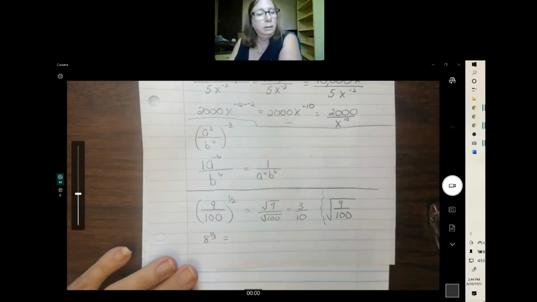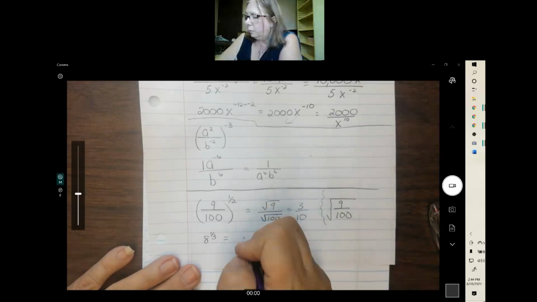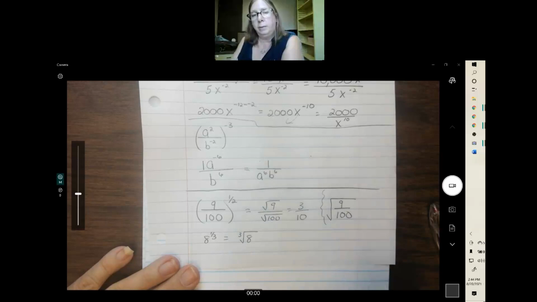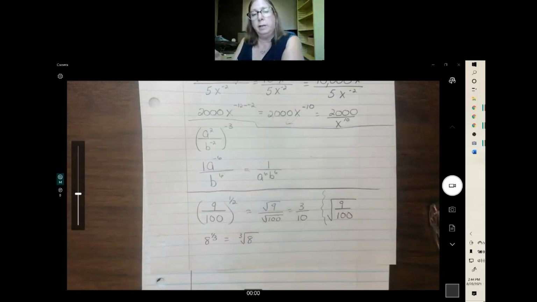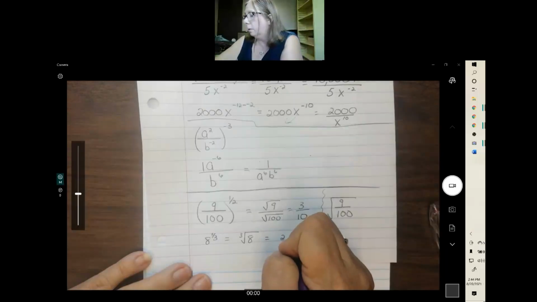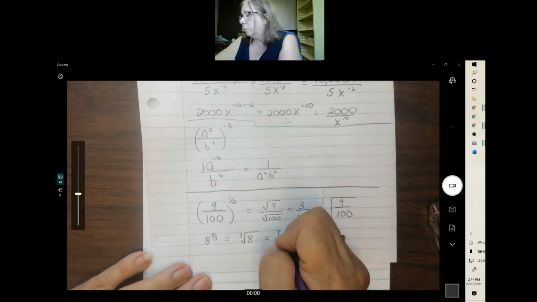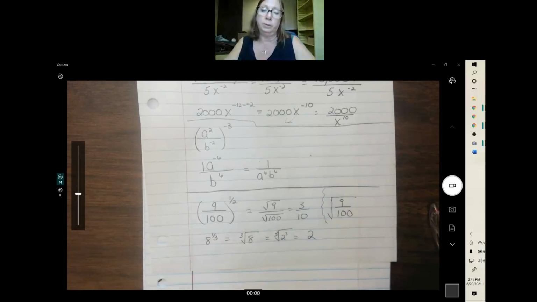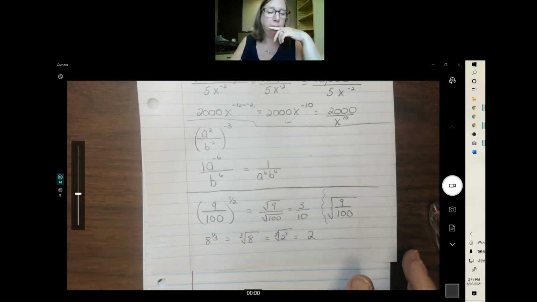Eight to the 1/3 means the cubed root of 8. And 8 can be written as 3 numbers multiplied together, 2 times 2 times 2. So the cubed root of 8 is 2. Any questions on that?